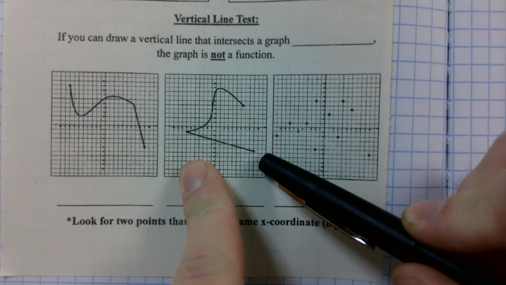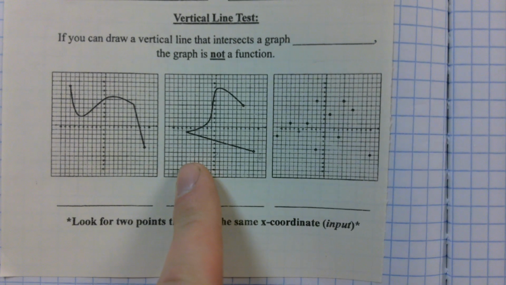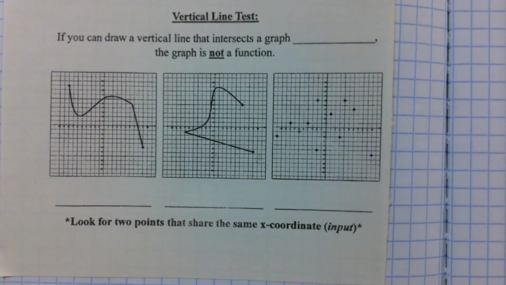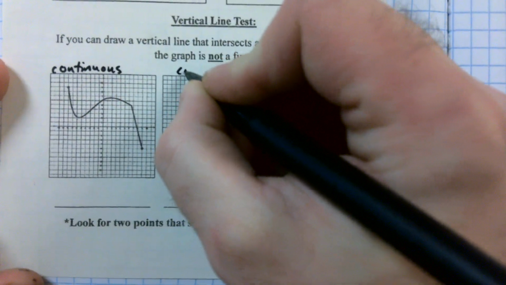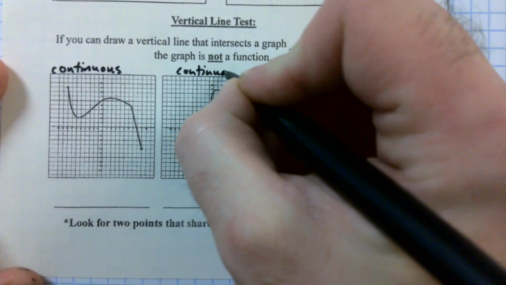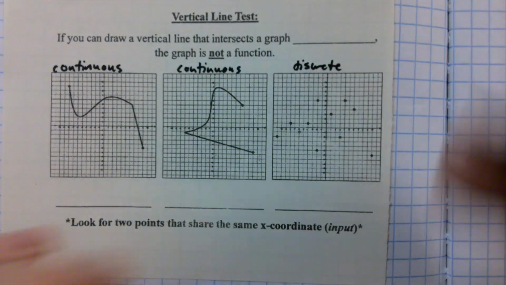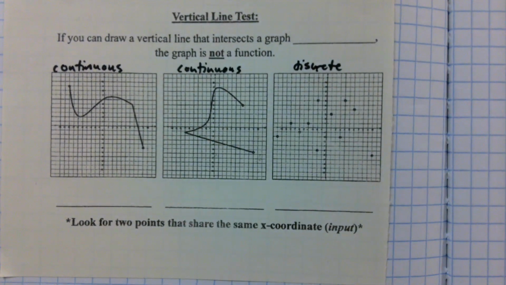Continuous or discrete? Continuous. I see a line, that's continuous. What about this third one? Discrete. That one's going to be discrete. Okay? So on the top, let's go ahead and write, just so we remember. Continuous. Continuous. Discrete. Okay, just to help our visualization.